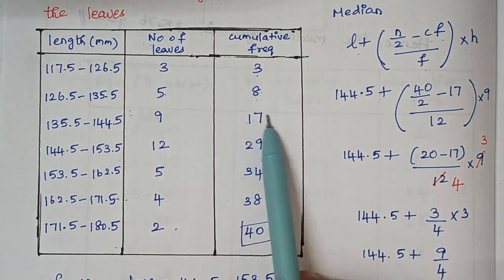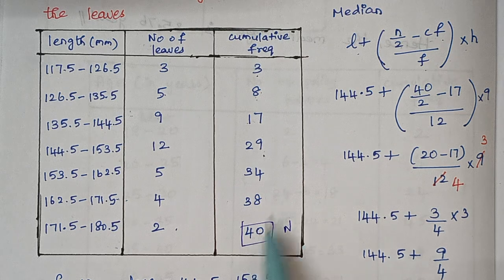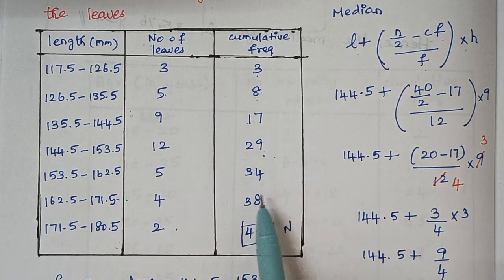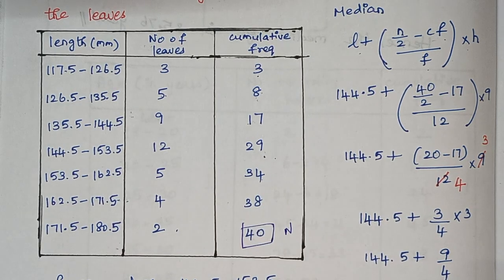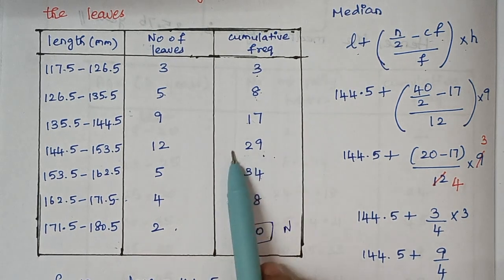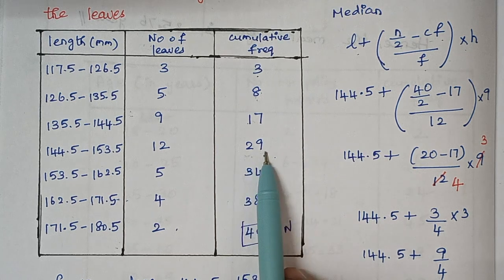So here we are having 17 and here we are having 29, right? The number which is just greater than 20 in this cumulative frequency column is 29. Even though you can say 34 is greater than 20, 38 is greater than 20, we actually need a number which is just greater than 20. So here in this table only 29 is available, so we are considering 29.